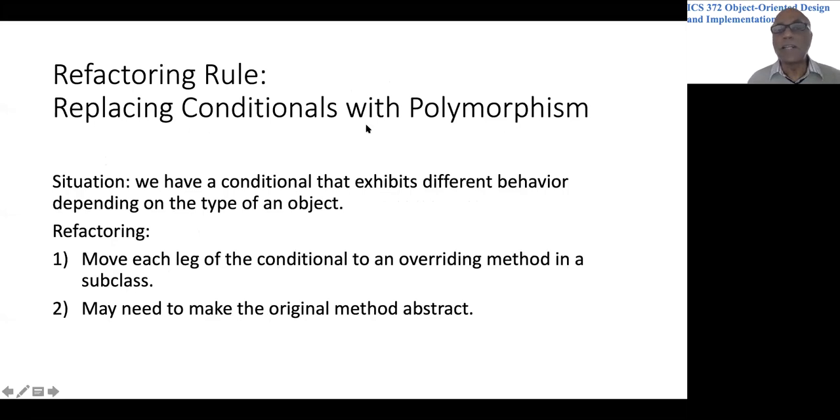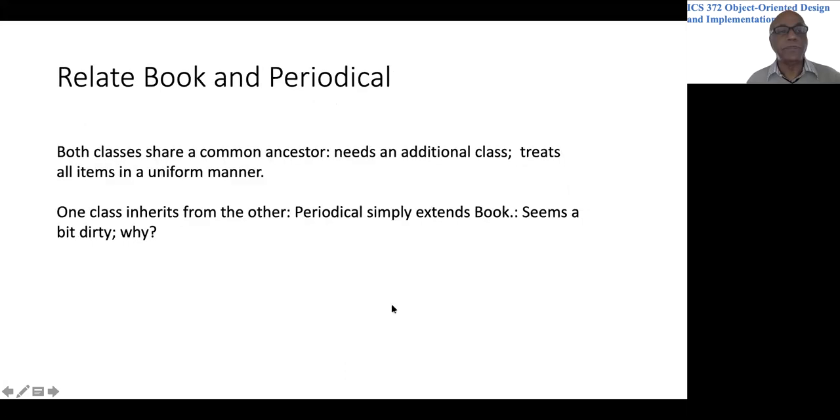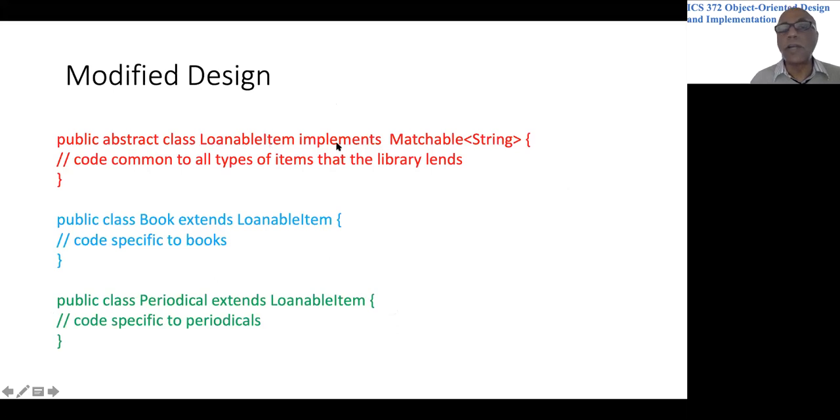So this is the refactoring rule, replacing conditionals with polymorphism. Move each leg of the conditional to an overriding method. That is, we create a new subclass in which this method is placed. If you don't have anything common, you may make the method in the superclass abstract. So in the case of the book and periodical, we are going to have a common superclass, an ancestor, and it would be like this: public abstract class LoanableItem implements Matchable String, and Book extends LoanableItem, Periodical extends LoanableItem, and we put all the common fields and methods in LoanableItem, so they are not repeated in Book or Periodical. But some methods will be special to Book and specific to Periodical.